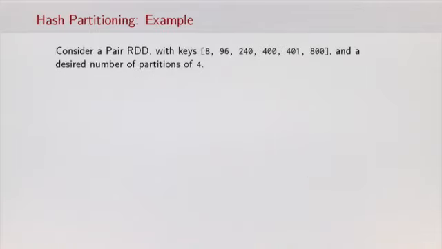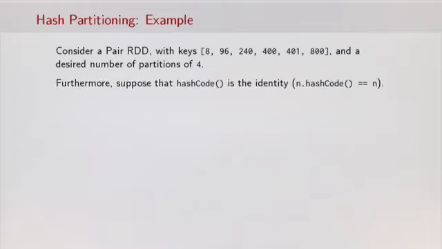Let's look at a more concrete example of each kind of partitioning. And let's start with hash partitioning. So consider we have a pair RDD with these keys. We don't care about the values for now, but these are the keys that we have in our pair RDD. And let's say our desired number of partitions is 4. Also, just to keep things simple, let's assume that the hash code function is just the identity function for this example.